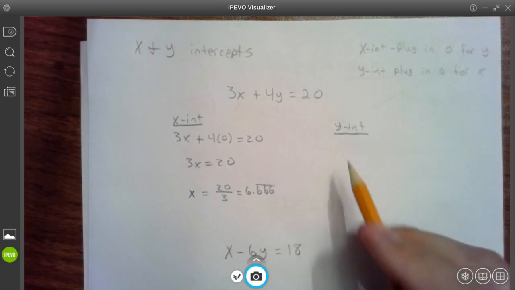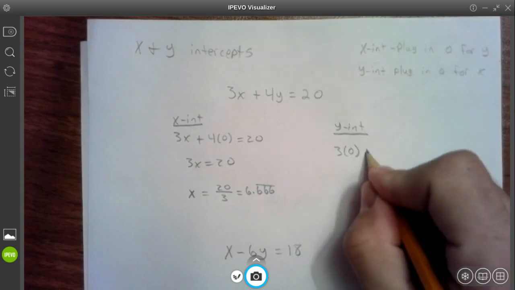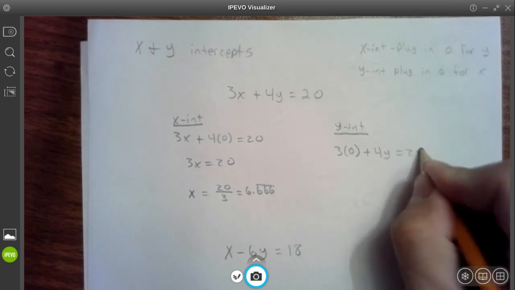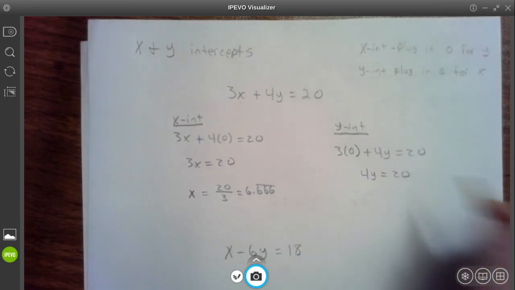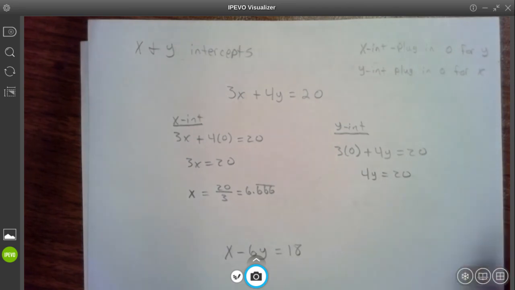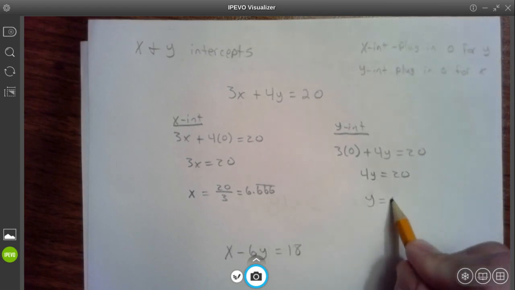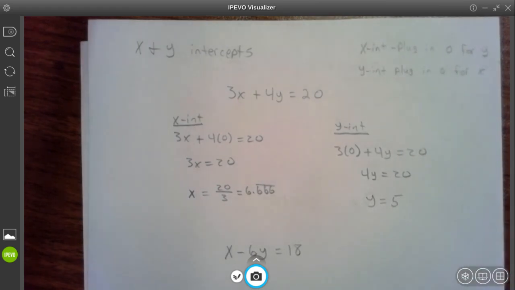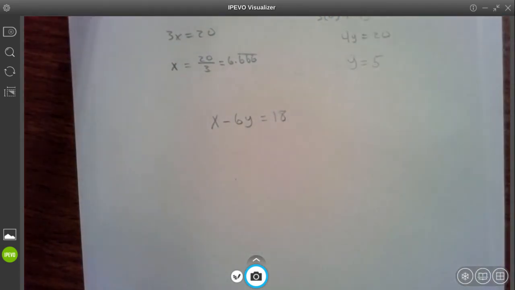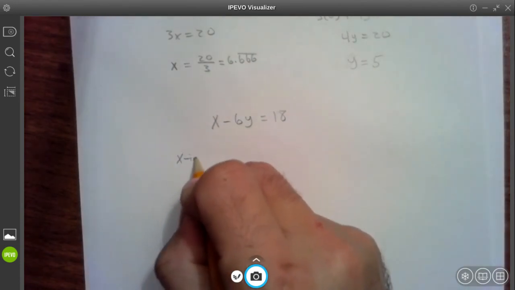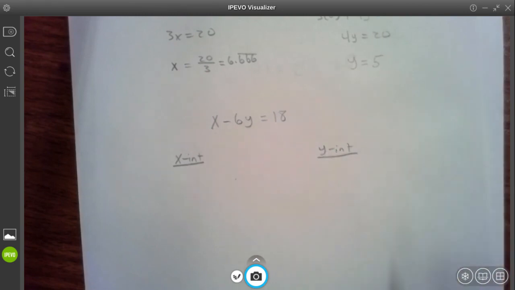For the y-intercept, we're going to plug in 0 for the x value instead. So 3 times 0 plus 4y is equal to 20. This part will just go away. 4y is equal to 20, and then you'll divide by 4 to solve it. So the y-intercept is going to be 20 divided by 4, otherwise known as 5. So finding the intercepts is a pretty quick process, honestly. Just because we're dealing in standard form, the way it's all set up makes it nice and easy.